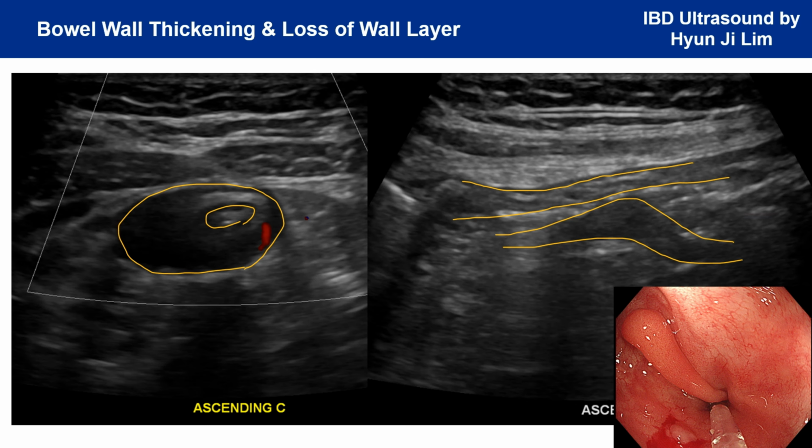This patient had a history of severe stenosis in the ascending colon associated with an inflammatory polyp and underwent endoscopic balloon dilatation about 1 year ago.